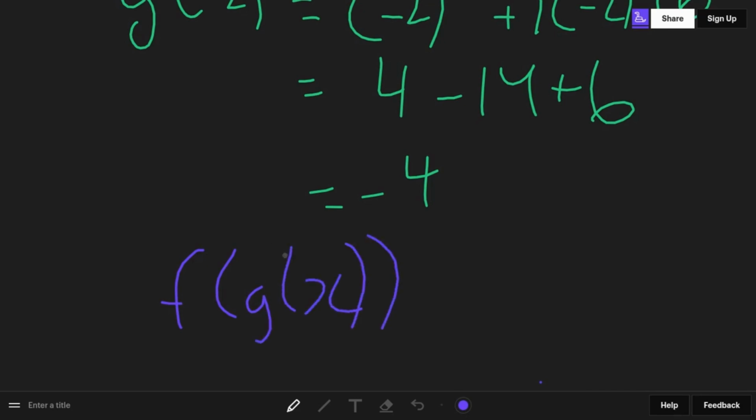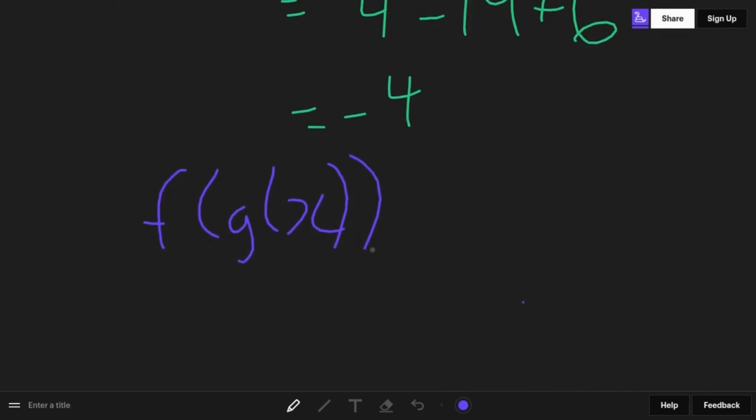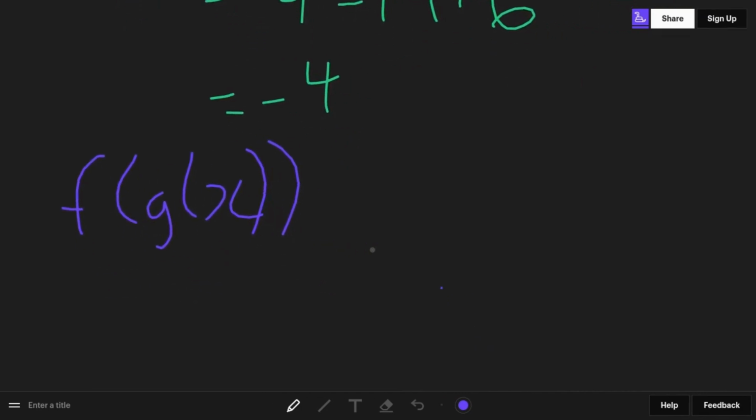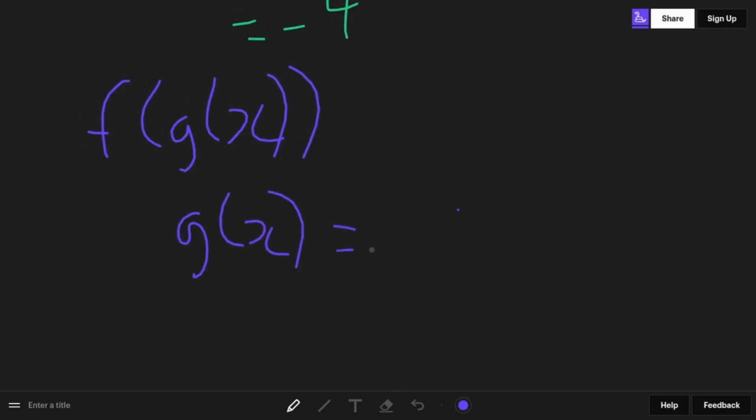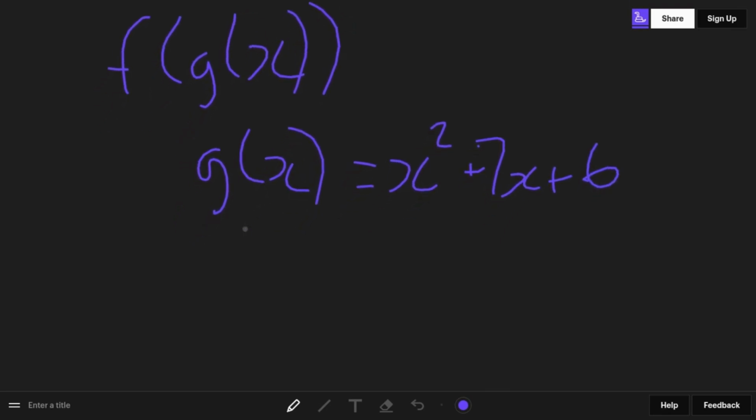And so in that, we want to take g of x and plug that whole thing into f of x. The way that works is like this. Since g of x we know is x squared plus 7x plus 6, we can take all of that and plug it into f of x, which is just 2x minus 6.